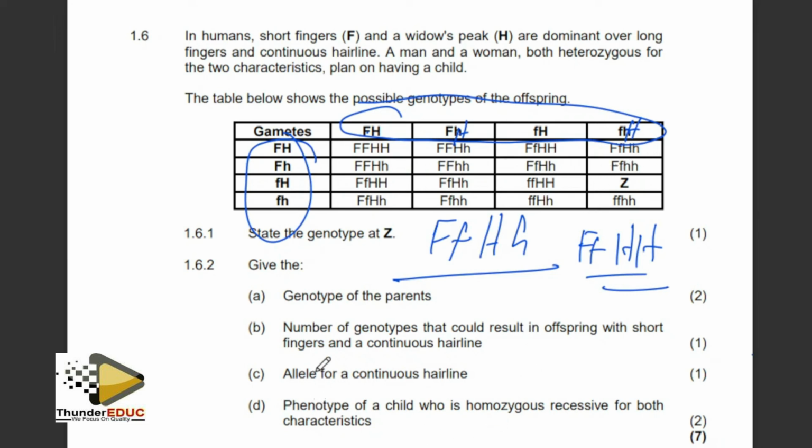So there are 3. And then the allele for continuous hairline, allele, not genotype, so it's going to be small h. The genotype of the child that is heterozygous recessive for both alleles is this one, which is small f. Yes.